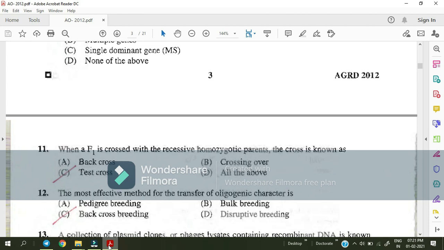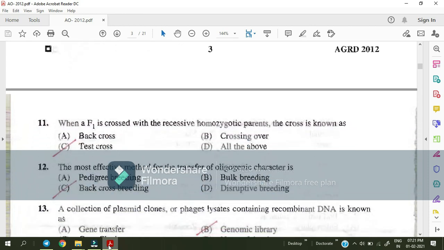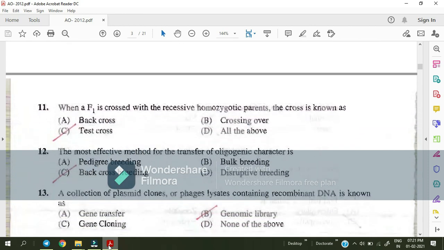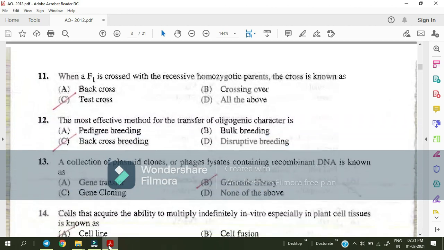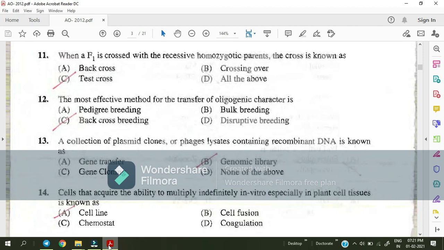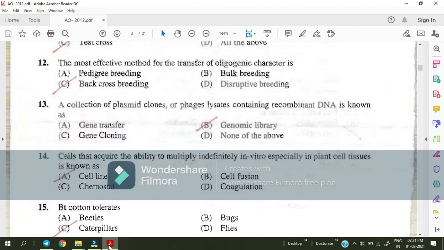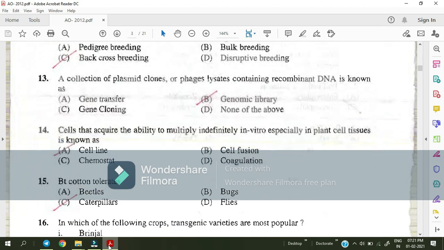Backcross is not that one: F1 crossed with any one of the parents is called backcross. 12th question, the most effective method for transfer of oligogenic character is backcross breeding. 13th question, a collection of plasmid clones or phage lysates containing recombinant DNA is known as genomic library. 14th question, cells that acquire the ability to multiply indefinitely in vitro, especially in plant cell tissues, is known as cell line. 15th question, BT cotton tolerates caterpillars.